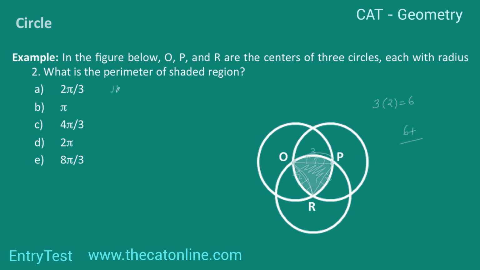If I just put an approximate value of pi equal to 3, I'm getting an answer of 2 plus, 3 plus, 4 plus, 6 plus, and this will be 8 plus. Now I know my answer is 6 plus, which is option number D. Therefore, options A, B, C and E are eliminated.